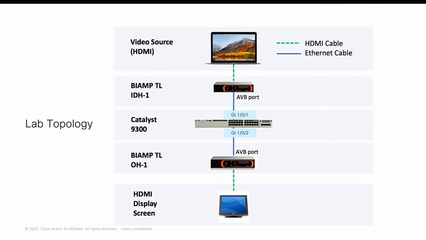Okay, so now let's get hands-on with the actual configuration of the AVB solution. I have a lab topology here where I have one video source, which is a laptop, that I have connected to a Biamp device, which is my AVB device, which is on one side connected to gigabit Ethernet 1/0/1 on my Catalyst 9300. On the other side, it is connected to the other Biamp device, which is on gigabit 1/0/2 on the Catalyst 9300. And then in turn, I have the HDMI display screen, which is my receiver at the bottom shown here, which is connected to my Biamp device. So now let's get hands-on with the actual demo.